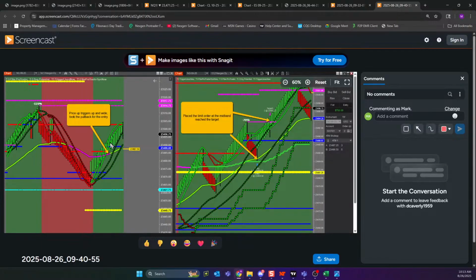There it is again. Everything is up. Pulls right back to support inside of triggers, and you find a way to make money. Pretty cool.